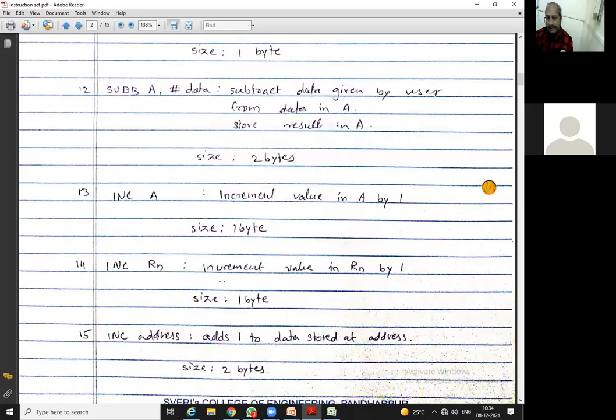Now INC. It is easy to remember that it is nothing but increment. So INC A, that is, increment the value in A by 1. Whatever value is there, it is increased by 1.